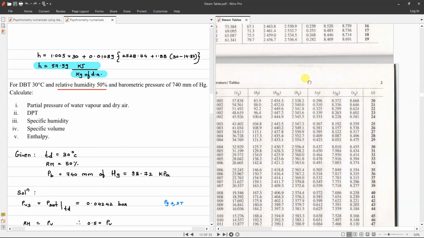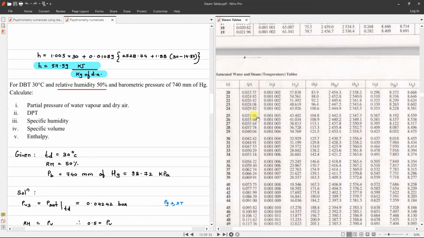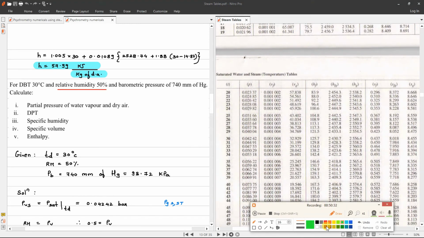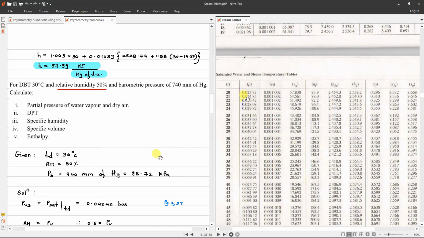Okay. On this page, page number 2, we have 30 degrees Celsius temperature. I'll mark that. This is 30 degrees Celsius. And what is the saturation pressure, Psat at dry bulb temperature? It is 0.04242 bar. You can convert this into kilopascal as well, because it will be required later on in kilopascal. In the steam table, please remember that these pressure values are in bar.